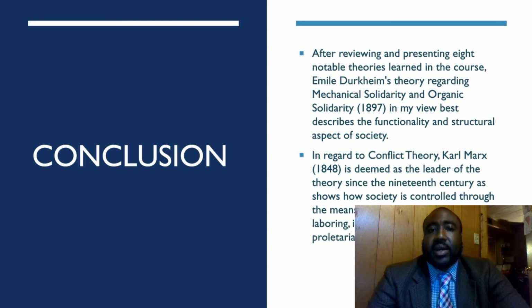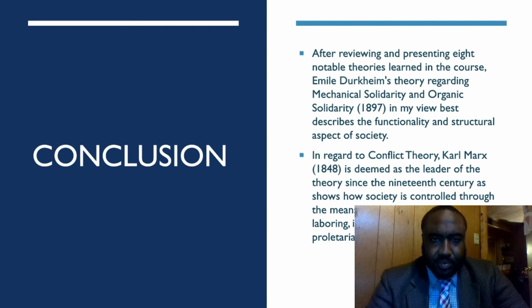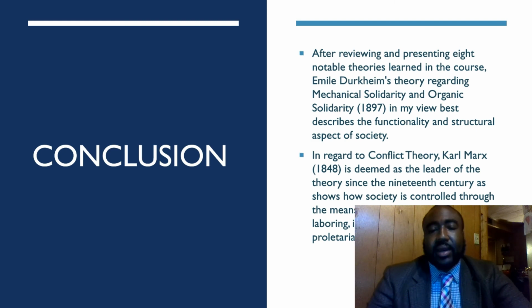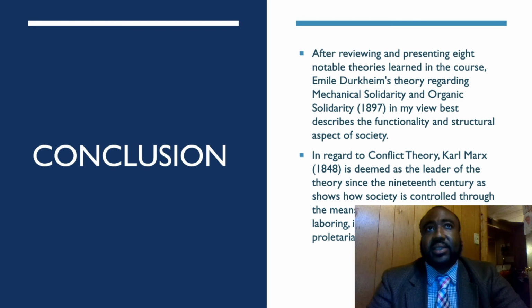Now, guys, to conclude my presentation, after reviewing and presenting 8 notable theories learned in the course, I would probably have to say Durkheim's theory regarding mechanical solidarity and organic solidarity was the best description in terms of functionality within a social structure. And then moving forward, lastly, I would probably have to say, in regards to conflict theory, that Karl Marx's theory was probably deemed as the best in terms of describing conflicts that make up a social structure, whether it's conflicts in economics, law, politics, whatever.